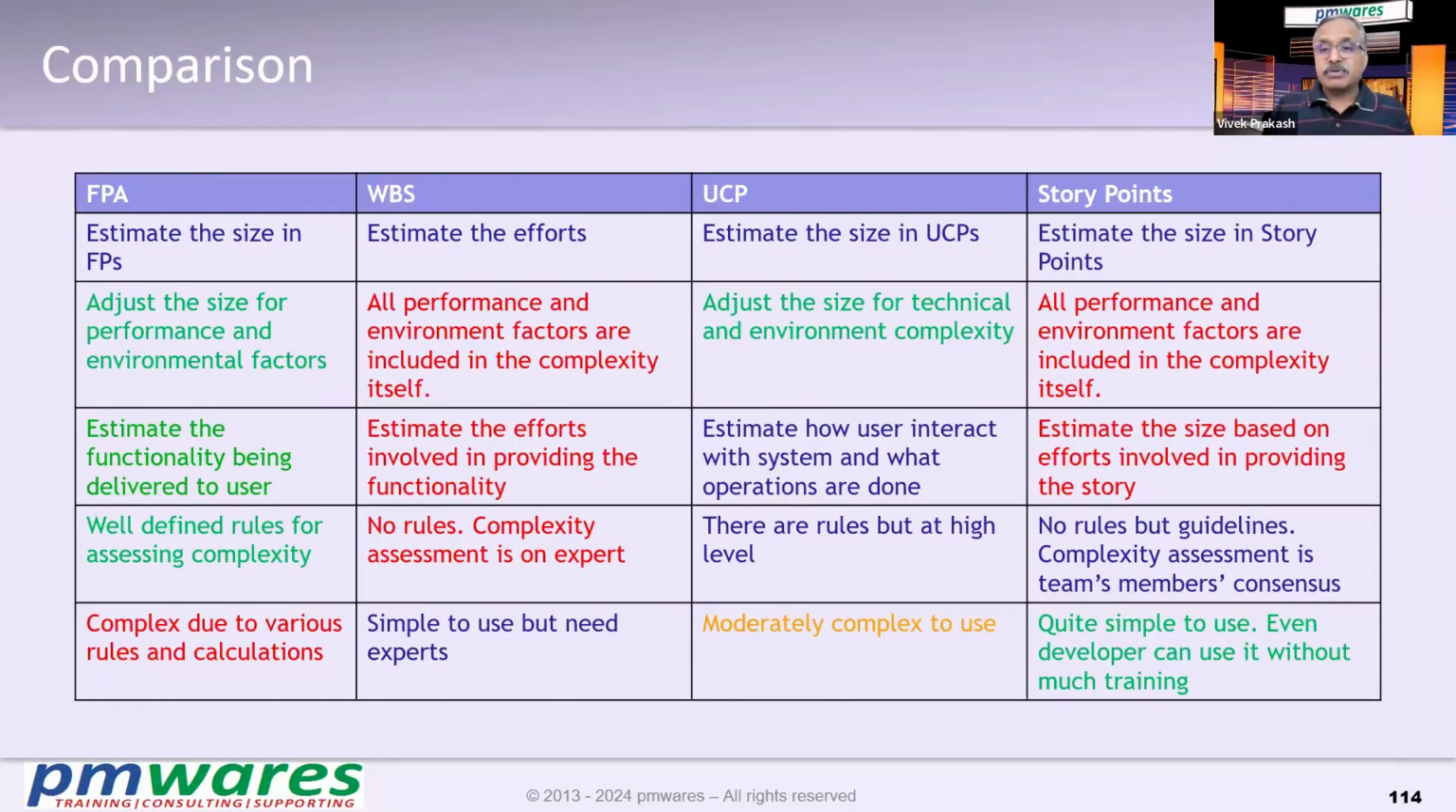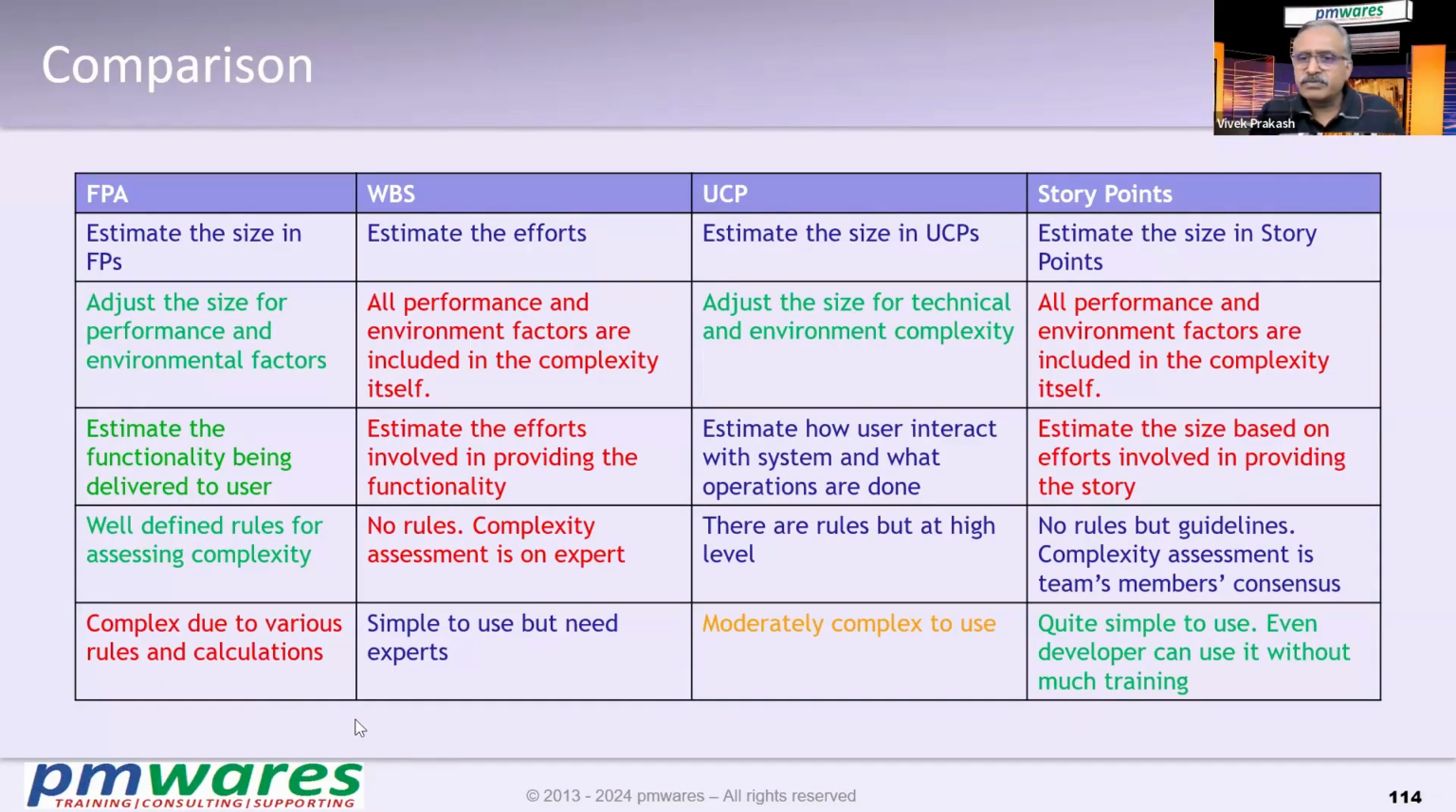Which one has strength, what are the weaknesses of these techniques, what are the strengths, and because of that, where they will be most suitable, right? I have a comparison of 4 actually, so you can just ignore UCP. It used to be used earlier because we were writing requirements in use cases, but no more.